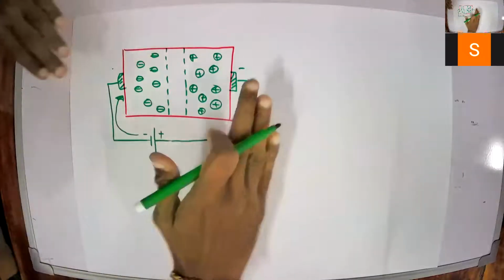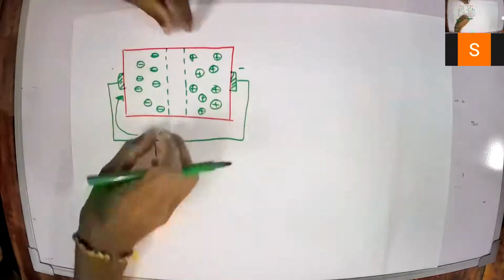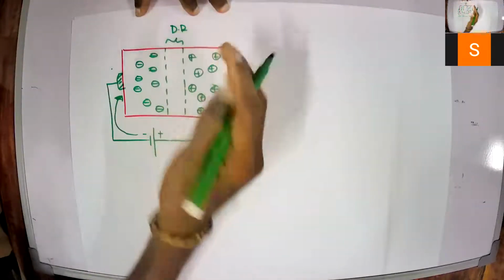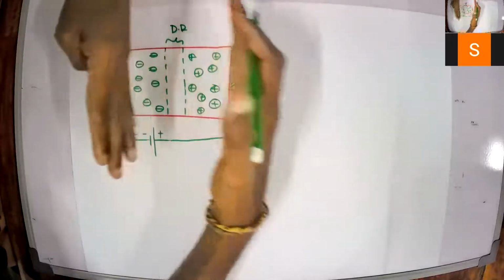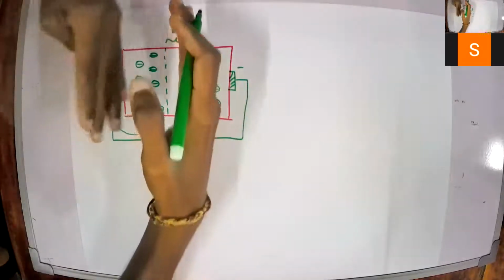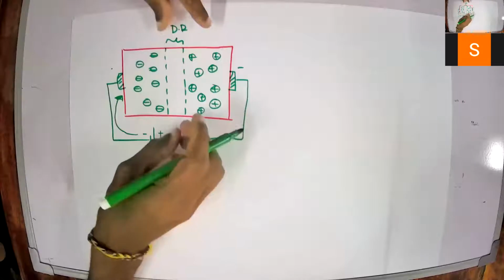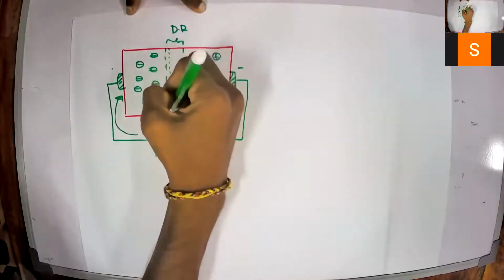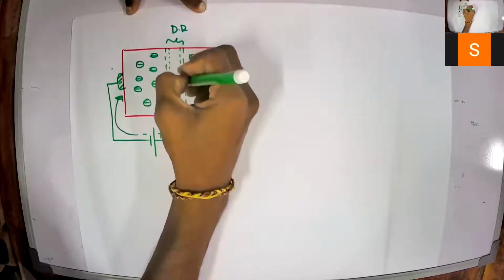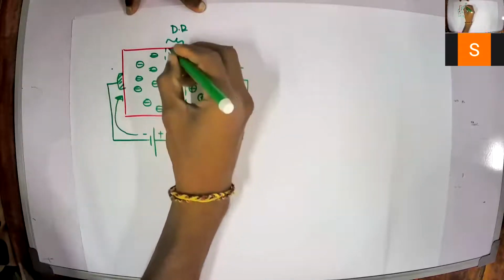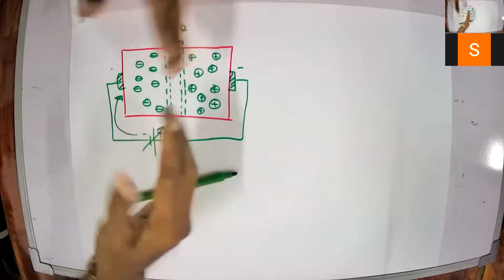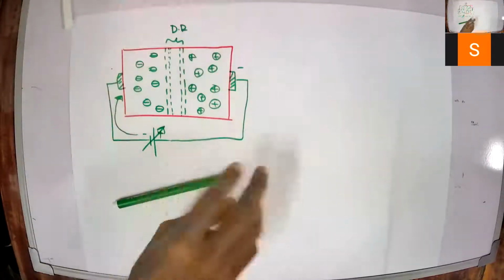So they will start pushing the boundaries of the depletion region, right? And hence the depletion region will get narrower and narrower. When you are increasing the voltage, the depletion region will get narrower and narrower.